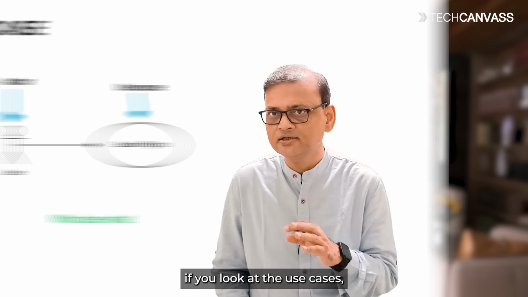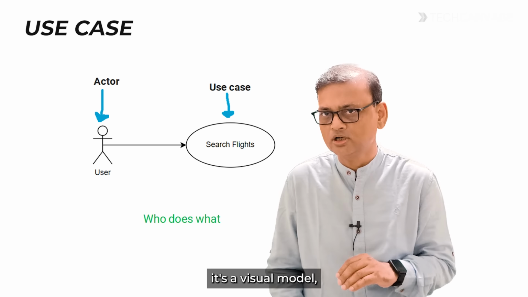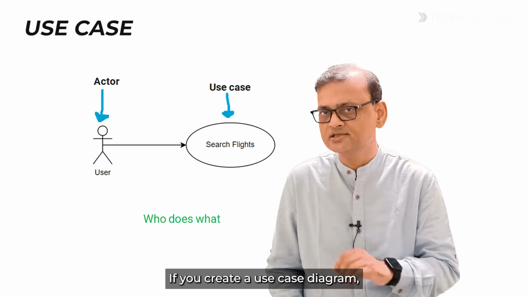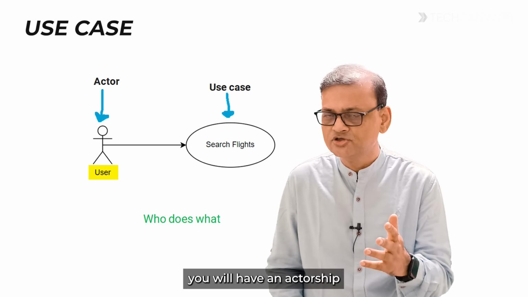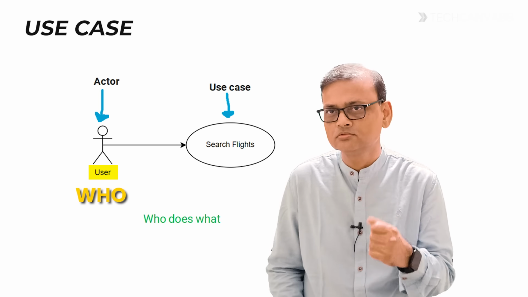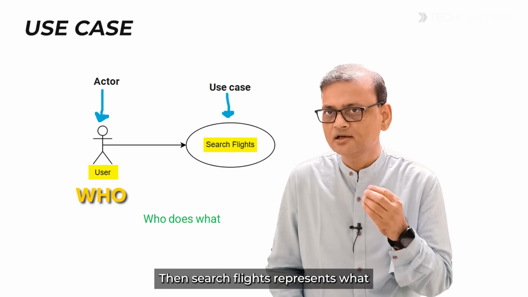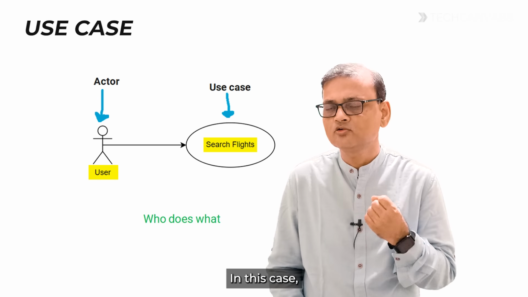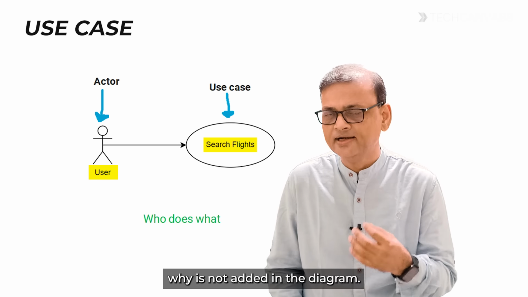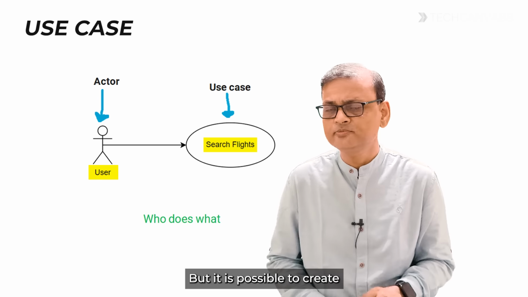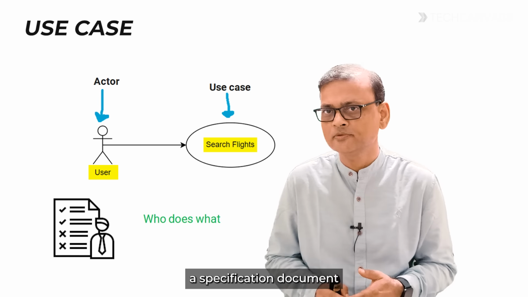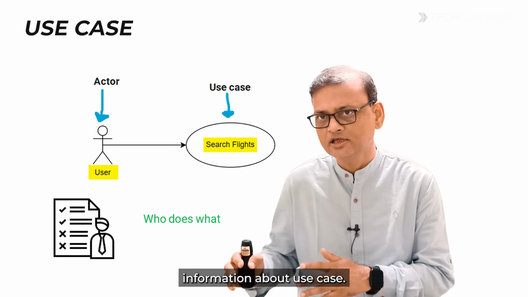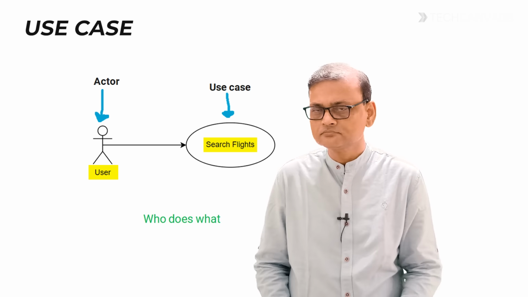On the other hand, if you look at use cases, it's a visual model. As you can see on the screen, for similar functionality, if you create a use case diagram, you will have an actor shape which represents who. Then "search flights" represents what, which is the use case. In this case, why is not added in the diagram, but it is possible to create a specification document which can add multiple additional information about the use case.